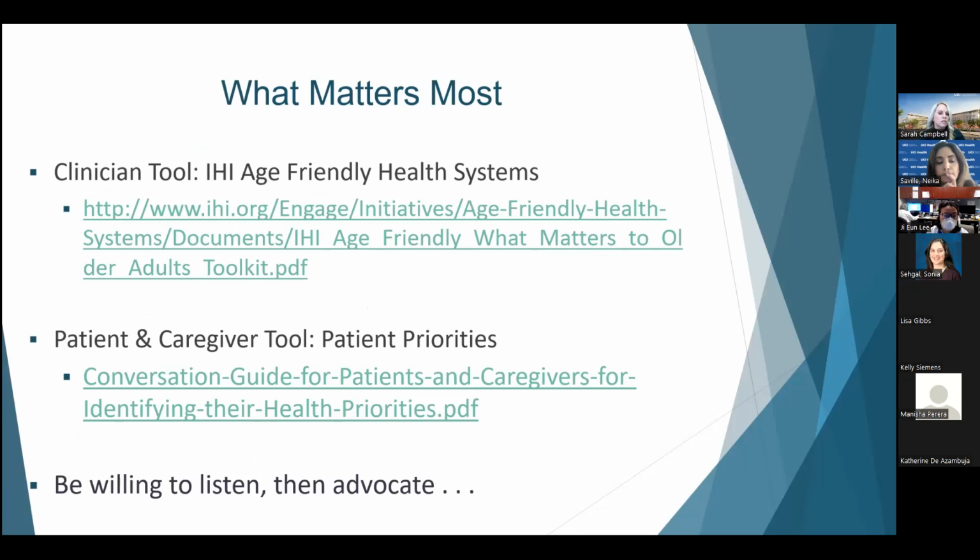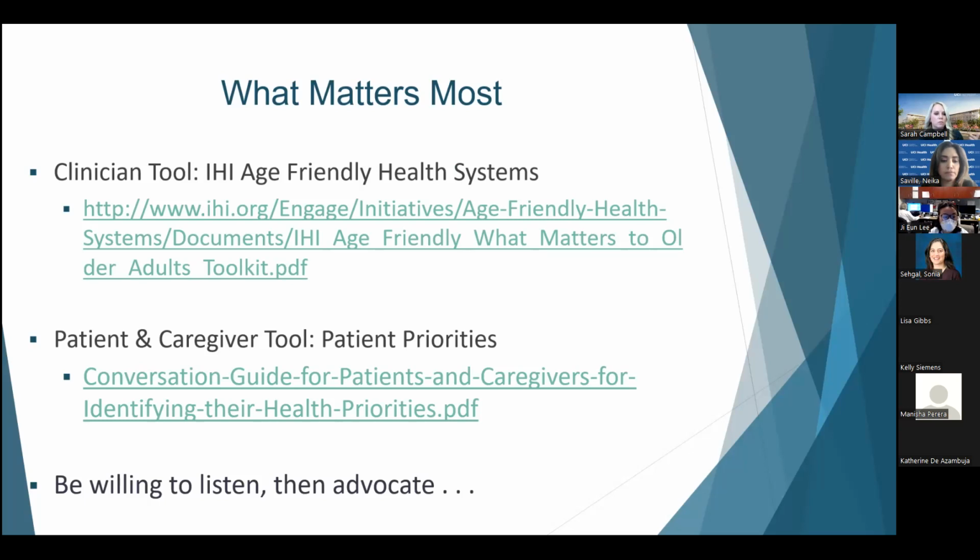So what matters most, there are some clinician tools. The IHI Age-Friendly Health Systems Toolkit is a great one to read through if you're interested in implementing as a practice. This patient and caregiver tool, this is a conversation guide, so patients and caregivers can go through it, health literacy appropriate, and talk about how to start the conversation with your provider about what your goals of care and your priorities are, what matters most to you in your life, what your hobbies are, what you want out of life.